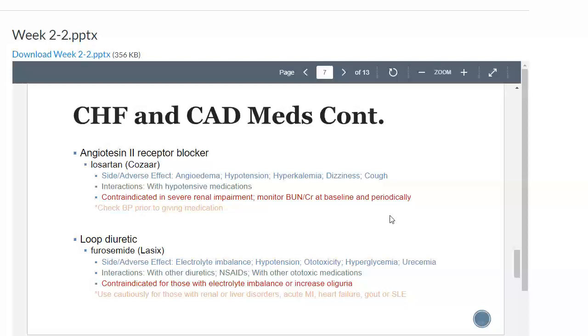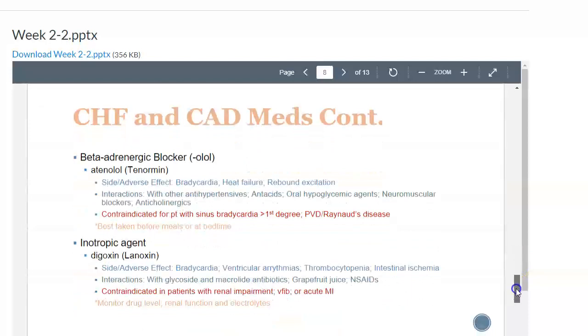All right. The next drug that I want to talk about is atenolol. So let's look. Atenolol is a beta blocker. And how do beta blockers work? What they do is they help decrease the contractility of the heart muscle, and this is how they help with decreasing blood pressure.